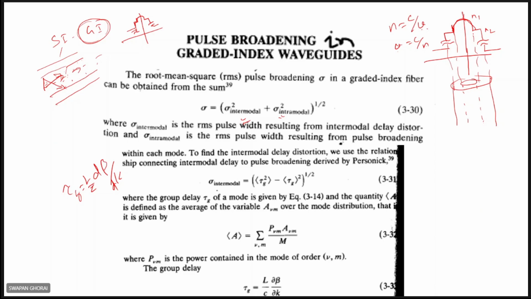But how to calculate the different dispersion effects in GI fiber? You see here also techniques are there. I'm just mentioning the steps for how to calculate it. The same concept is used through group delay, but here the RMS pulse width is considered. Here one method is there.